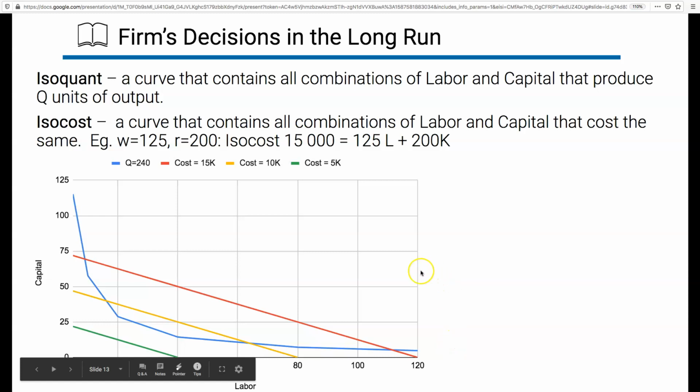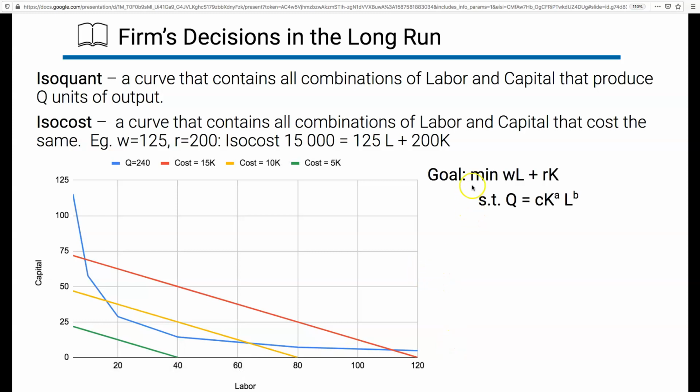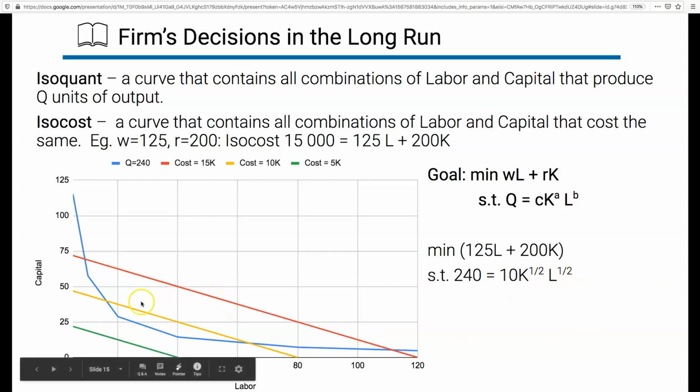So formally, the problem can be written down as follows. We want to minimize the cost of production subject to the output constraint, so that the required amount of output is produced. This is the description of the problem in general terms. With respect to our example, it can be written down as: minimize the expression 125L plus 200K, that is the cost of hiring L units of labor and K units of capital, subject to 240 units being produced using our production function.